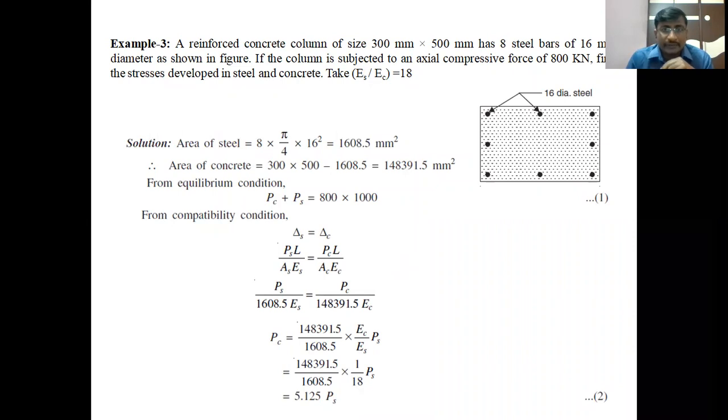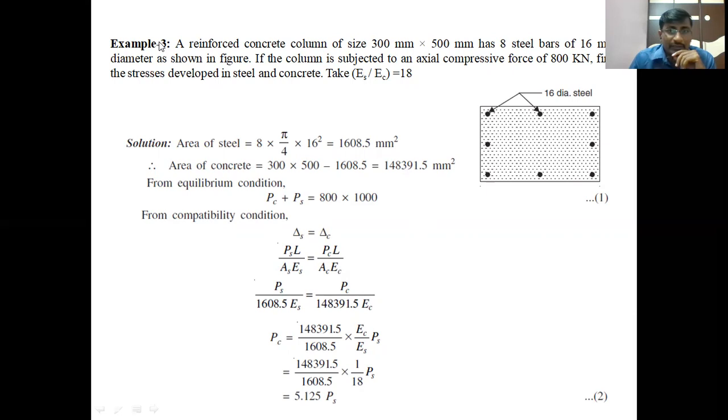In the previous class, we discussed the concept of a composite or compound bar, and we used two equations to solve the compound bars, that is the equilibrium equation and the compatibility equation. And also we solved two problems on composite or compound bars. In this class, we are going to solve the remaining problems on composite or compound bars by using the equilibrium and compatibility equations.